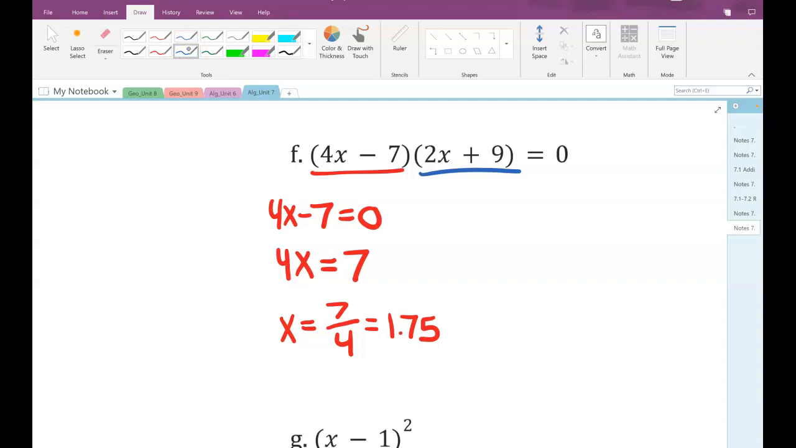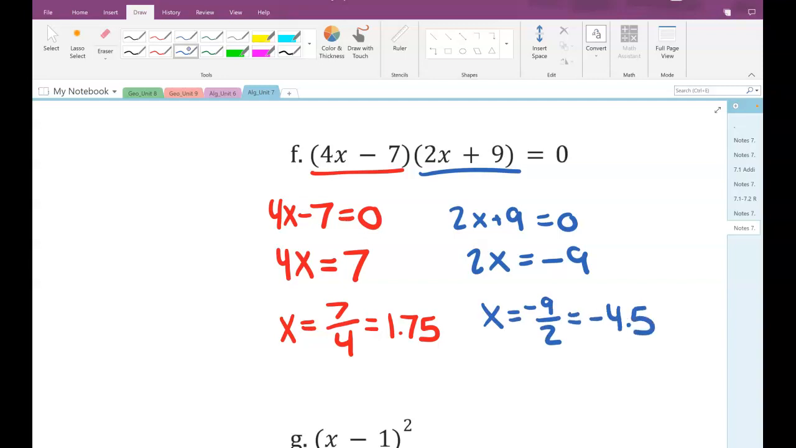Then you do the same thing for the other one. 2x plus 9 equal to 0. We would have to subtract 9 from both sides. Again, each time I'm moving my constant term over first. And then we would have to divide each side by 2. So x is equal to negative 9 over 2, or negative 4.5.